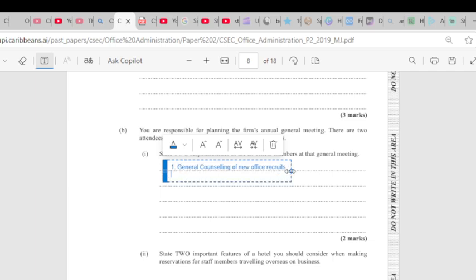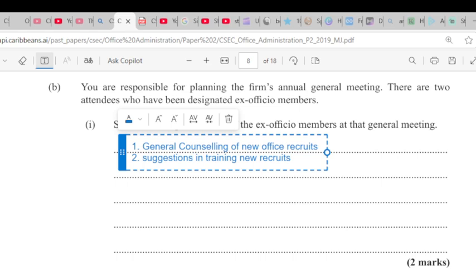For number two, one of their other major responsibilities is suggestions in training new recruits. And even though these two points look very familiar, they are not exactly similar, but quite different. From a first glance it does look extremely familiar, but it's not exactly similar.